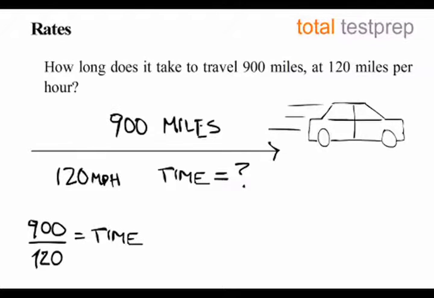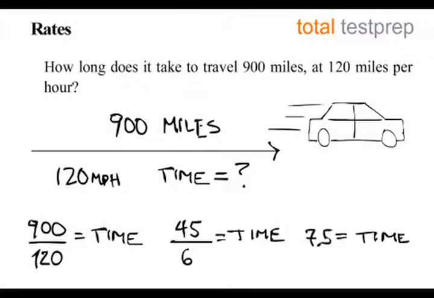And then we divide. 900 divided by 120 is equal to 45 over 6 when we factor out 20 from both the top and the bottom. And that's equal to 7.5. So it would have taken 7.5 hours to travel 900 miles at 120 miles per hour. So the answer here is 7.5.